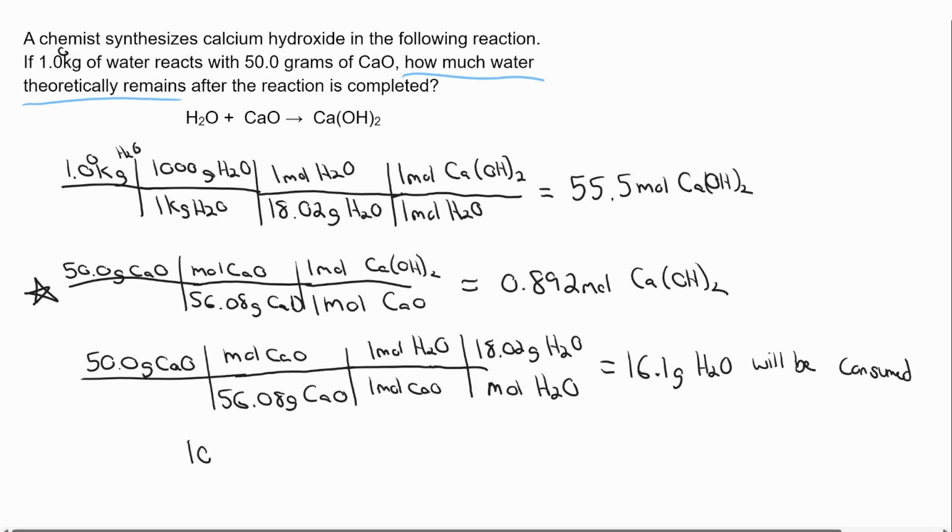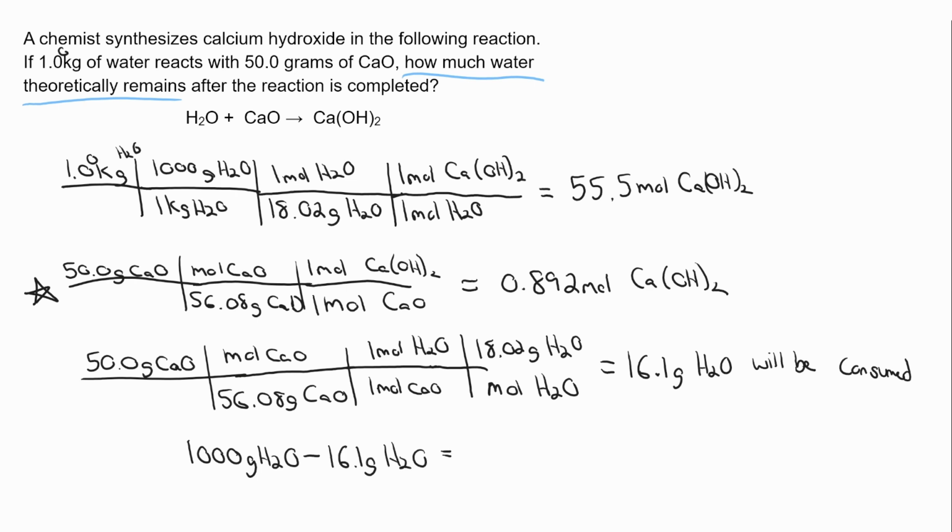If we start with 1,000 grams of water, or 1 kilogram, and ignoring any sort of sig fig problems here, we subtract 16.1 grams of water from that, we can see that there is actually going to be 983.9-ish grams of water remaining. So the final answer is actually 983.9 grams of H2O. It doesn't say to convert it back to kilograms, but this would be the answer in grams. So that's another way they can actually ask you the problem, is to figure out how much of your reactant actually remains.